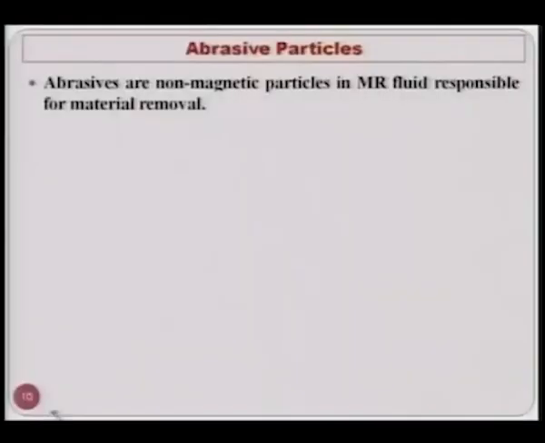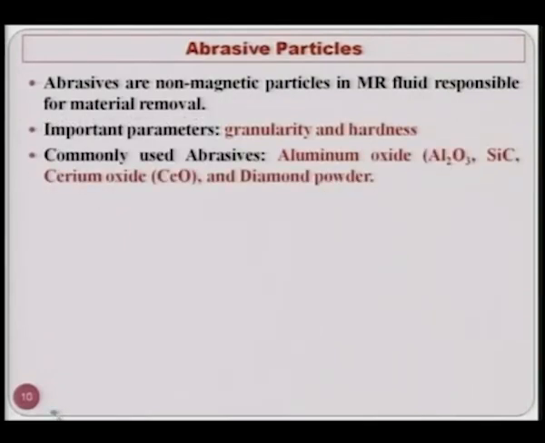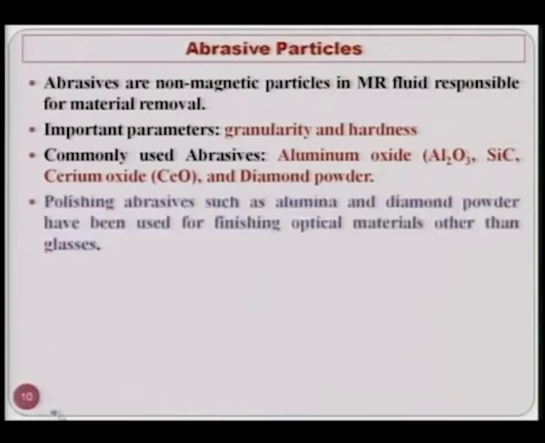Abrasive particles are non-magnetic particles that are used in MR fluid, and they are responsible for removal of the material in the form of micro nano chips. Important parameters are granularity and hardness. Both are important parameters as long as abrasive particles are concerned. Commonly used abrasive particles are alumina, aluminum oxide, silicon carbide, cerium oxide and diamond powder. Polishing abrasives such as alumina and diamond powder have been used for finishing optical materials other than glasses.